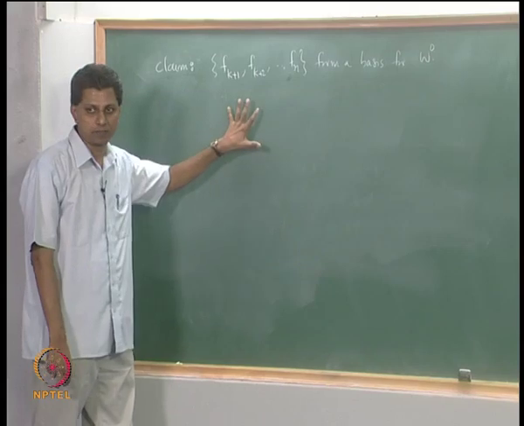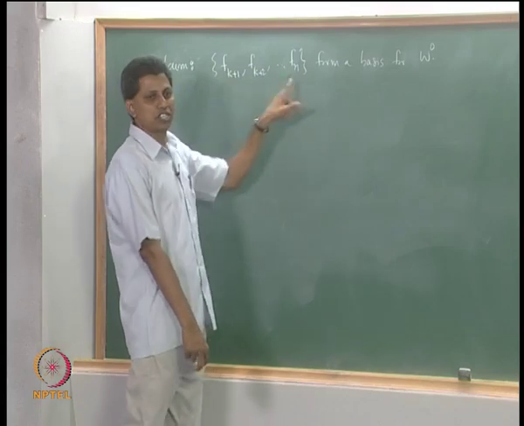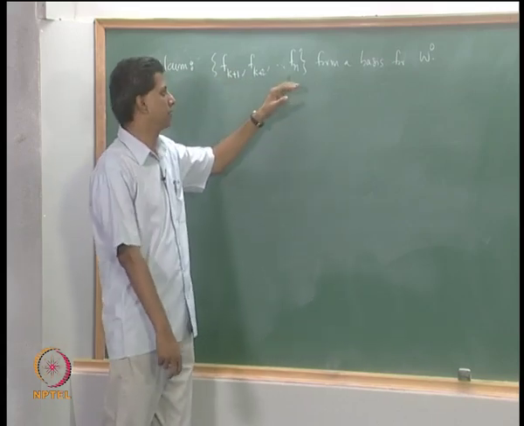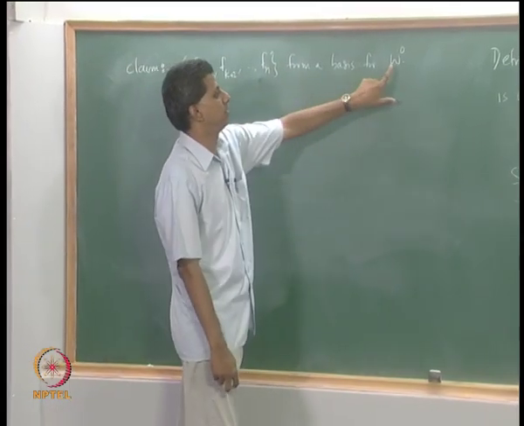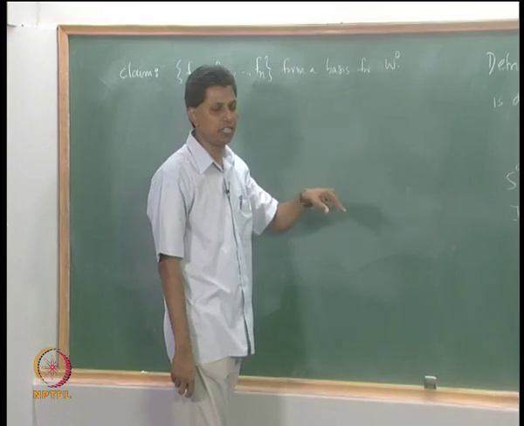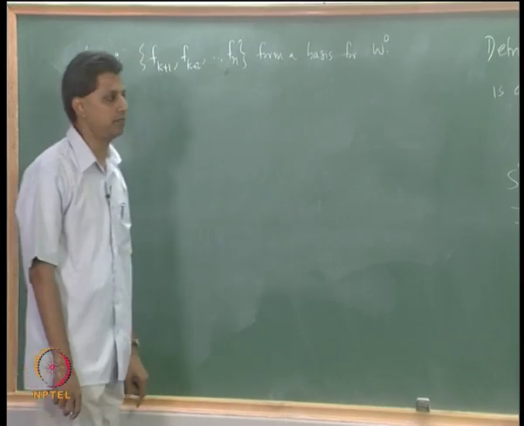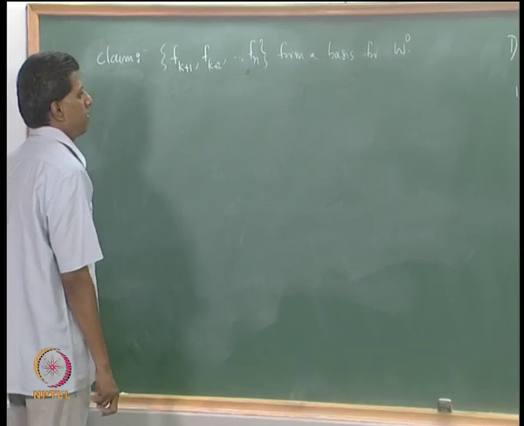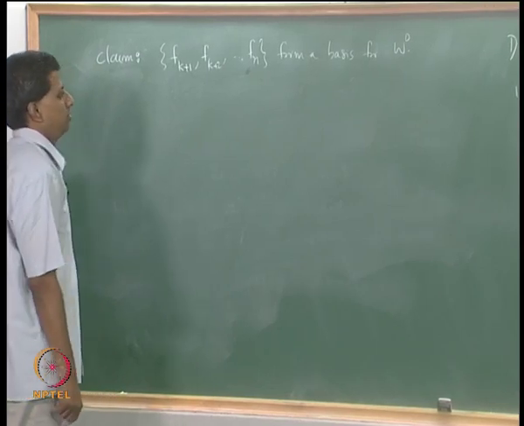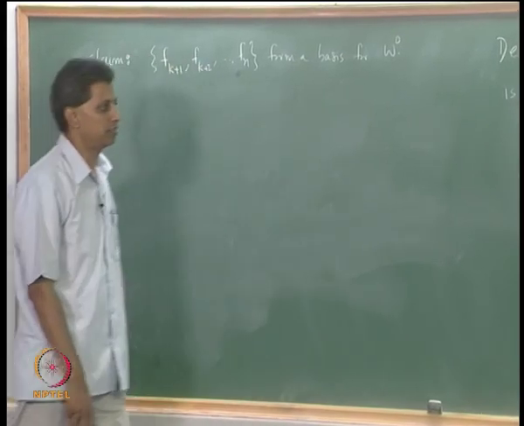Suppose we have proved this claim, then the result follows, because the number of functionals here is n minus k. There are n minus k functionals. So if I have proved that this is a basis, then W naught is n minus k dimensional, W is k dimensional, so k plus n minus k is n. So it is enough if we prove this. Okay. Let us recall the following formula, which was proved in the last lecture.